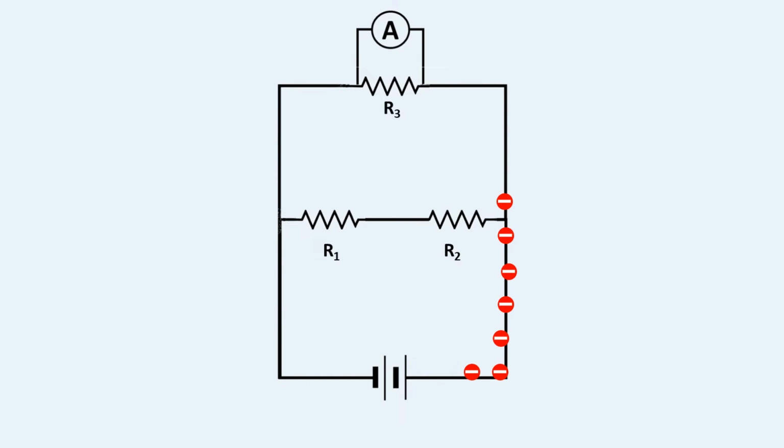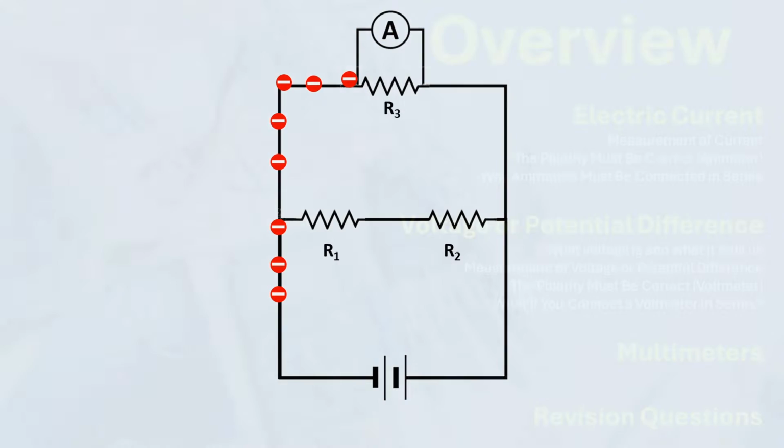So again, never make this mistake. An ammeter should never be connected in parallel. Always connect it in series, where the current flows directly through it.